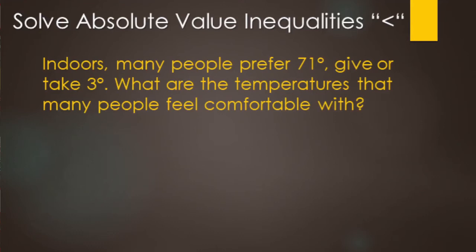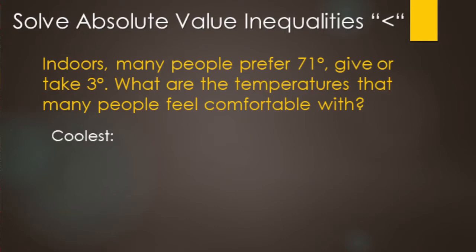All right, so in this video we are going to be looking at absolute value inequalities. Now, in this video we're only doing the less than style ones. So here's a quick scenario. Inside, most people like about 71 degrees Fahrenheit for the temperature in their homes, give or take 3 degrees, so more or less by 3. What are the temperatures that most people feel comfortable with?